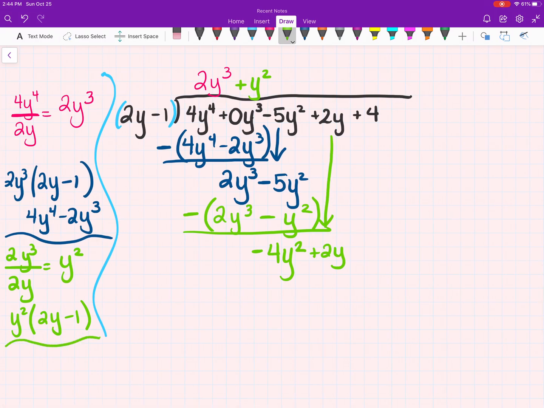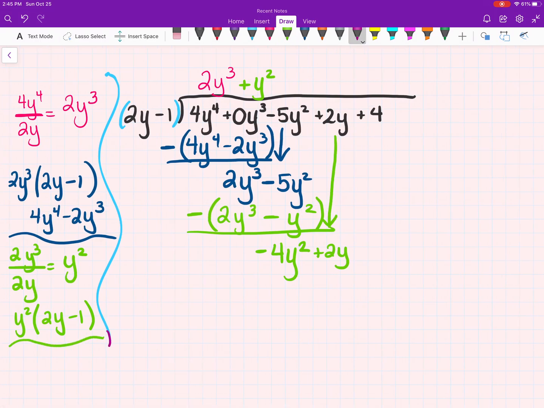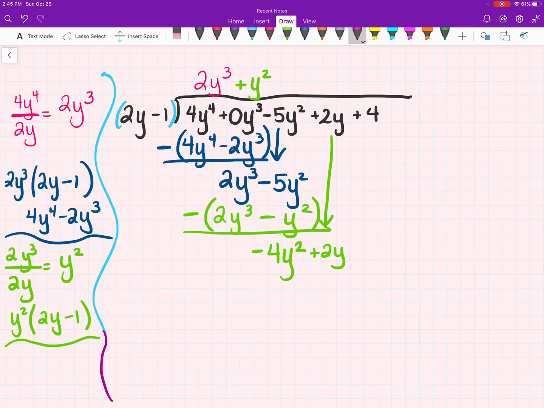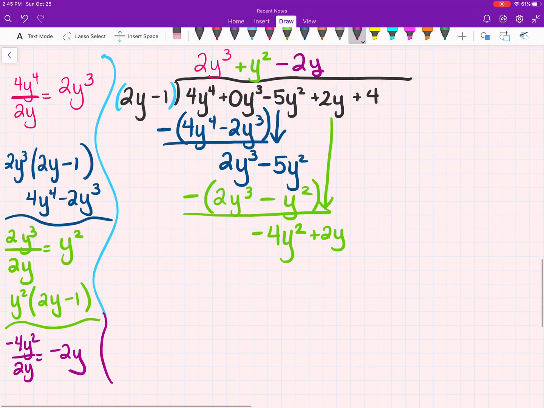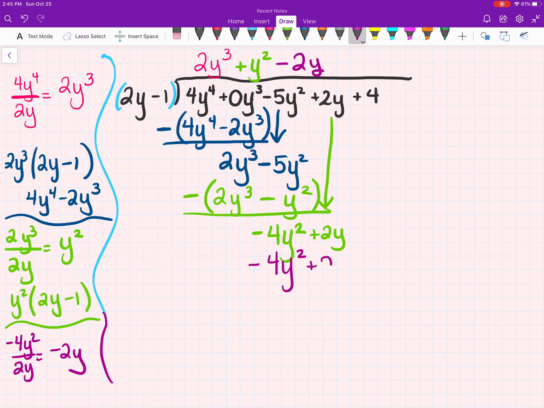Let me think of a different color here so we can kind of follow the colors as the process changes. So this time I'm taking negative 4y squared and I'm dividing it by 2y. Well, that's going to give me a negative 2y this time. So up here I'm going to do negative 2y. I'm going to multiply that entire negative 2y times the quantity 2y minus 1. So it's going to give me negative 4y squared. Negative 2y times negative 1 is a positive 2y.